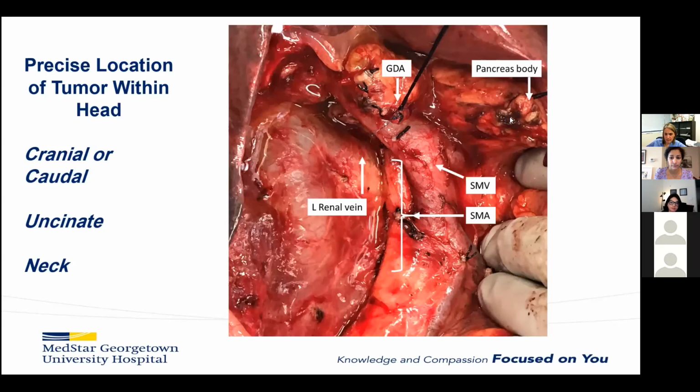So the difference is, in a neck tumor, the problems are all up here, very far away from where they are down in an uncinate tumor. And then similarly, the cranial part of the head up here is a different problem than often a caudal tumor. And for us, the caudal tumors are much more difficult.